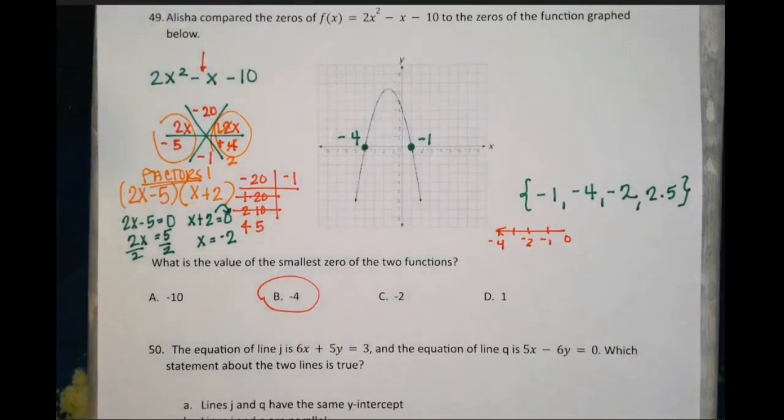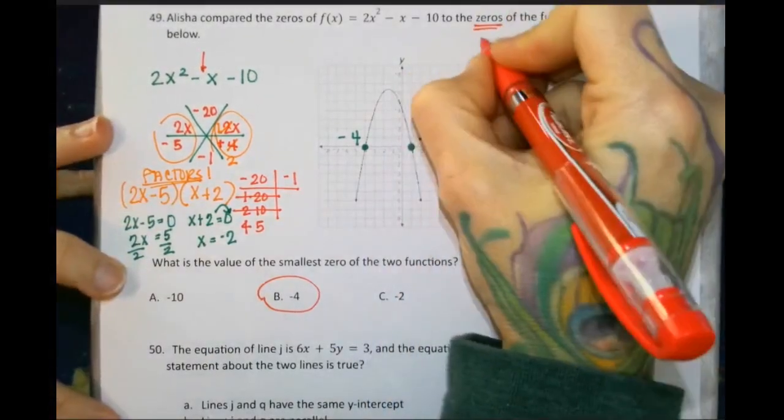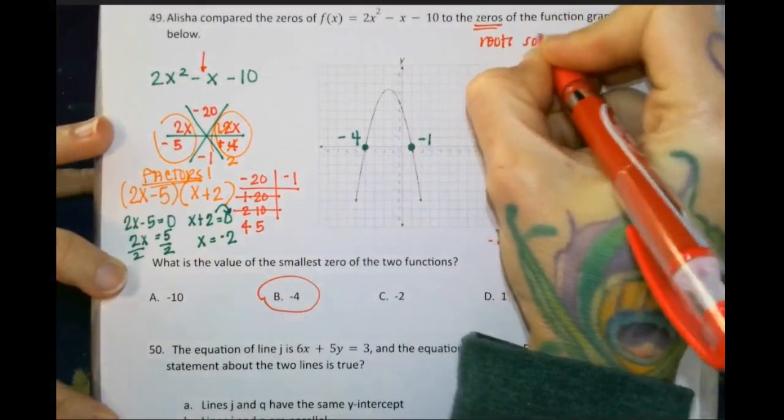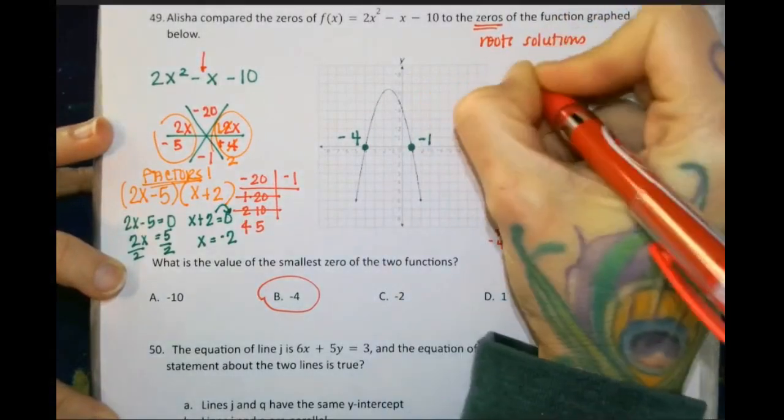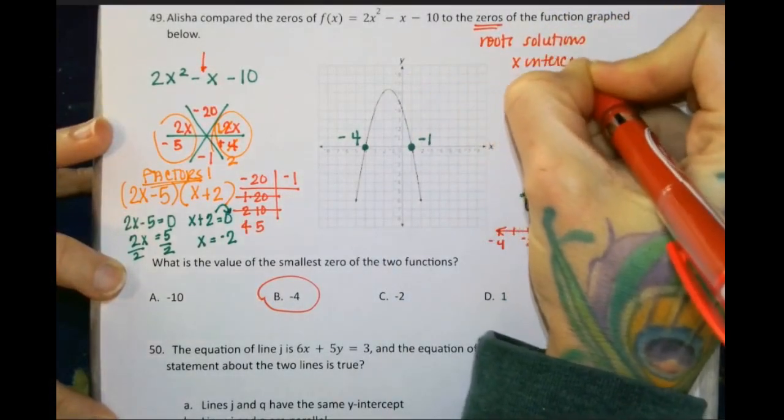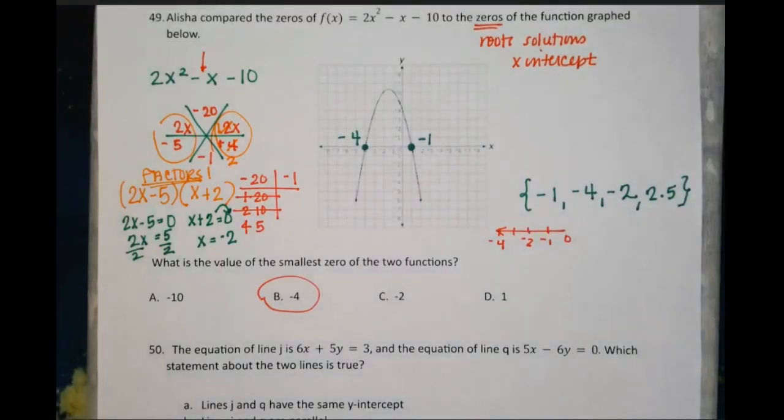Yay. If you have any questions, again, call out to me. Zeros, the other words to be roots, solutions, x-intercepts. This is when something hits the ground. When does the profit come back to 0?